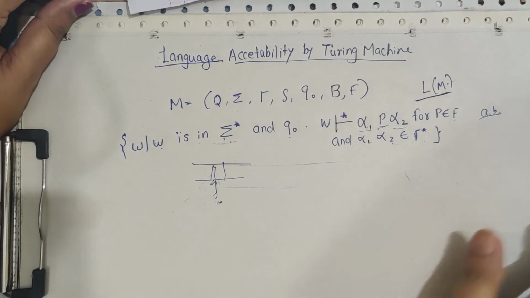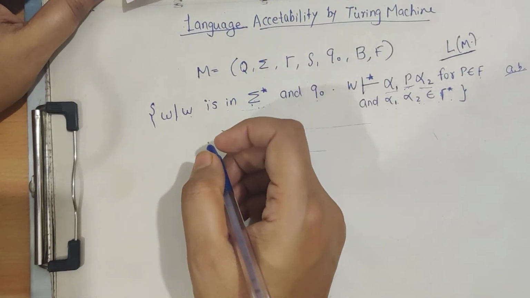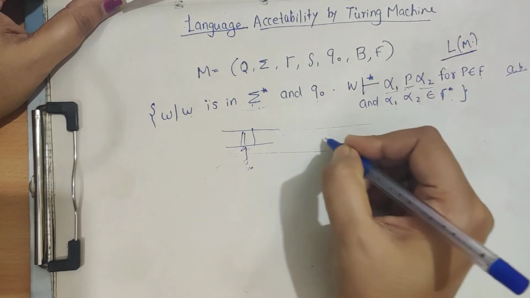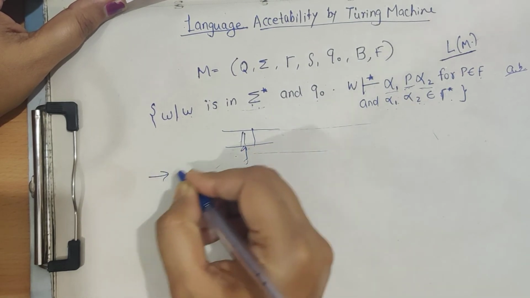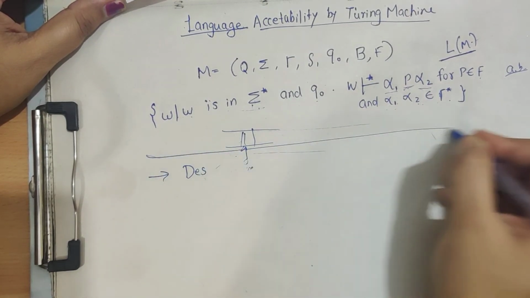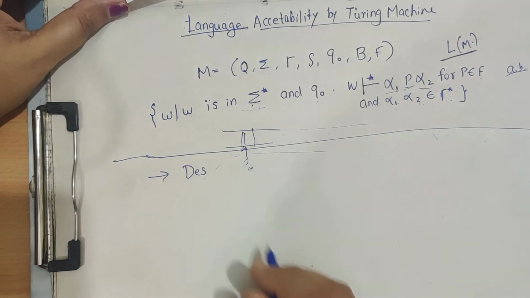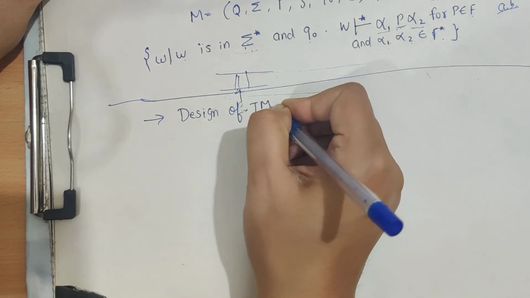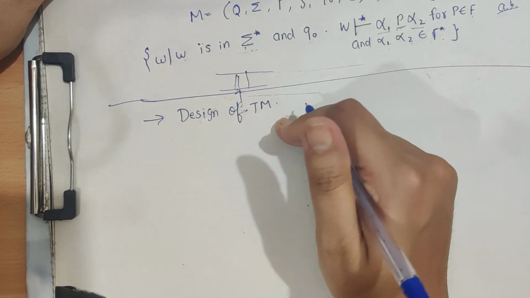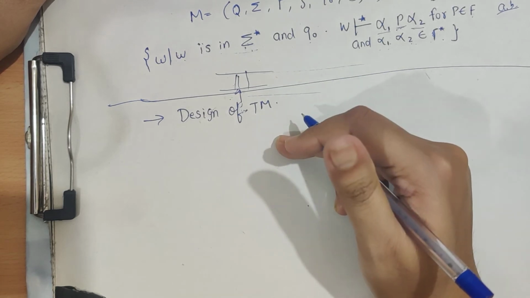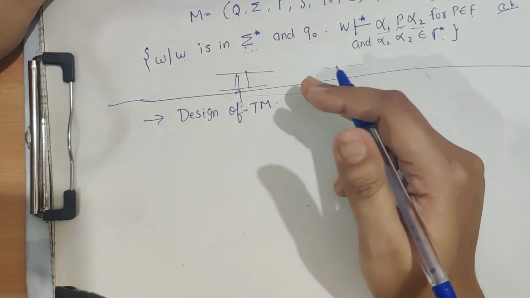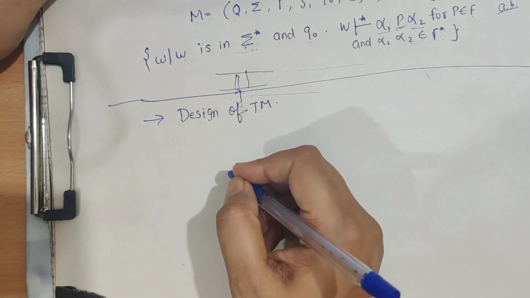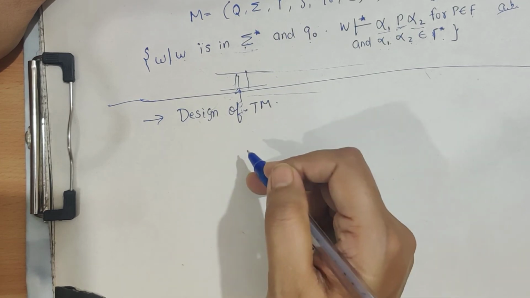Now we will see how to design a Turing machine. Next topic: design of Turing machine. We can represent the transitions of a Turing machine pictorially. A transition diagram consists of a set of nodes, corresponding to the states of the Turing machine.